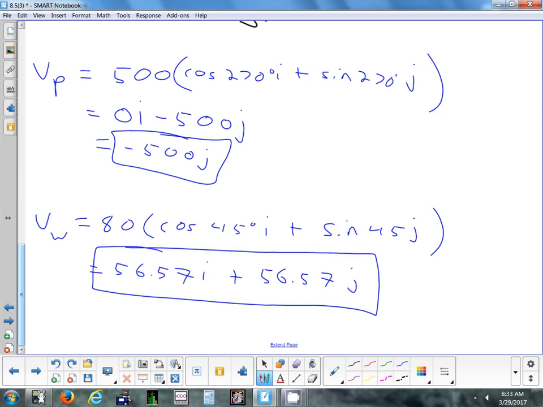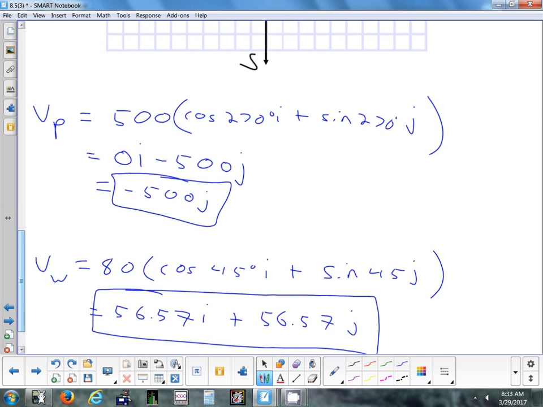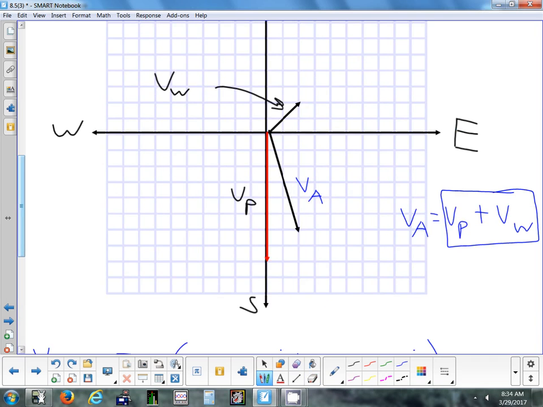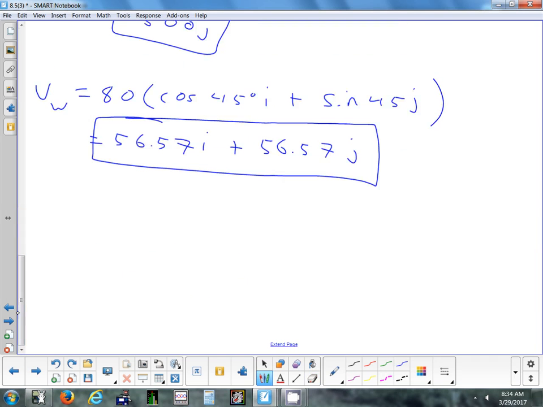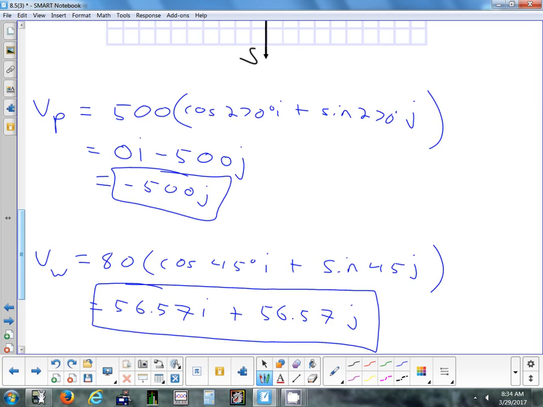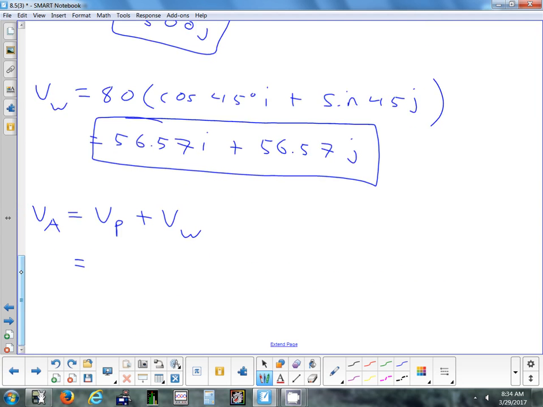All right. So we've got the velocity vector for the plane and the wind. And now what do I do with the two of them to find the actual direction of the plane? Add them up. To find the actual direction, take the plane, add it to the wind, and that's what we got. So let's look at the I component. Is there any I component for the plane? No. So then all I have to do is take the I component for the wind. It's plus 0. Nothing to combine it with. So 56.57 I.